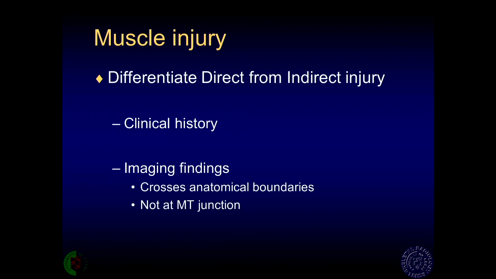He was on the floor in some sort of grappling situation, and when he got up, he had a painful leg, and you don't know whether it was direct injury or indirect injury. So direct injuries tend to cross anatomical boundaries, and they don't occur at the myotendinous junction.